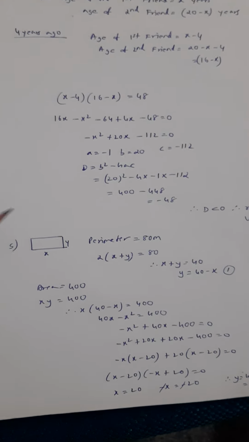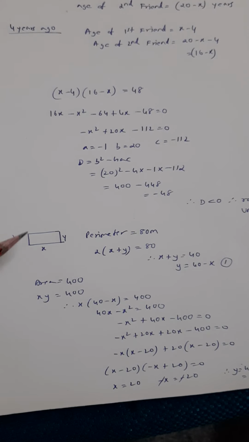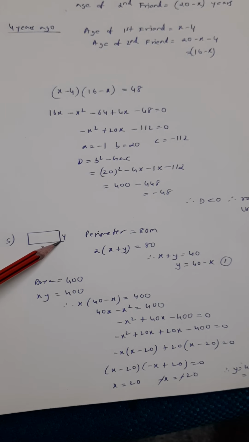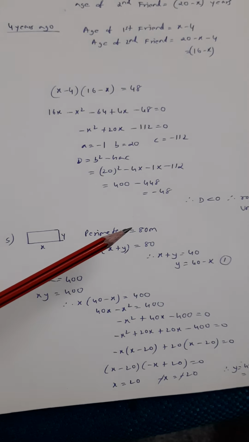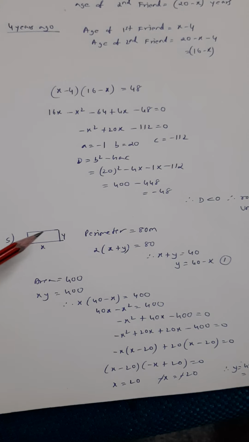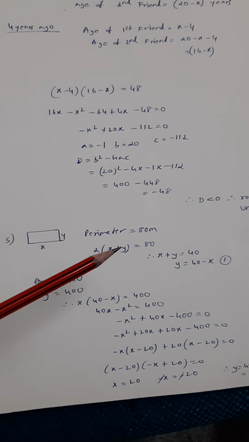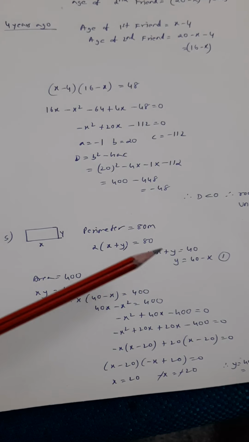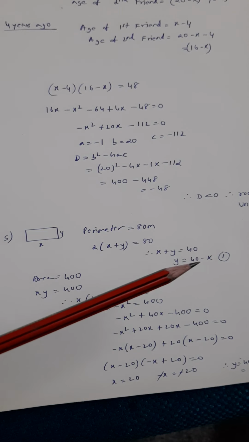Then the last question, question number 5, is about a rectangle. We are assuming the length of the rectangle as x and the breadth as y. The perimeter is given as 80. Now what is the formula for perimeter? Perimeter is 2 times (L plus B). So twice of (x plus y) is 80, so x plus y will be 80 upon 2, that will be 40. So from here we can say y is 40 minus x.